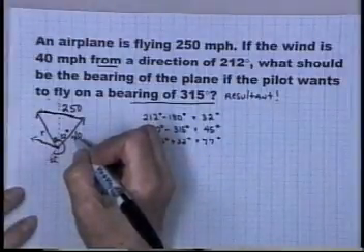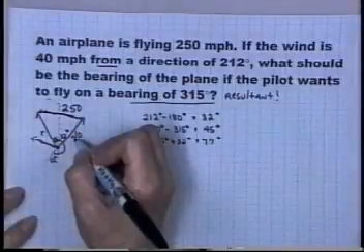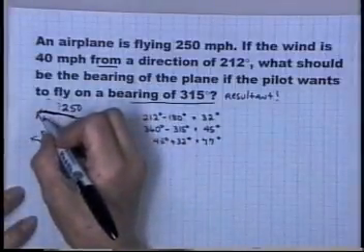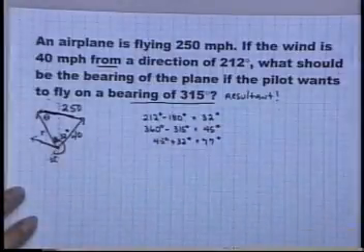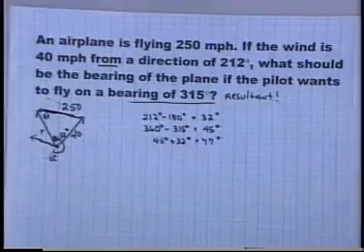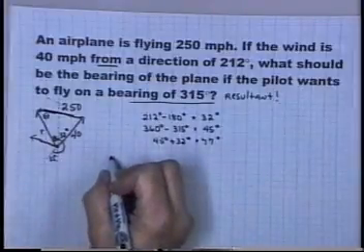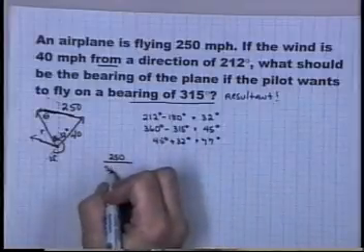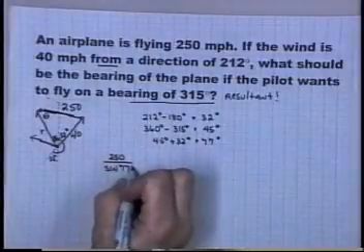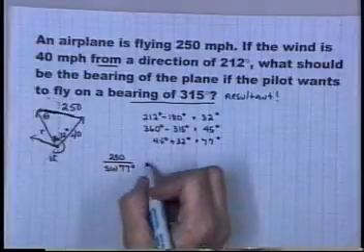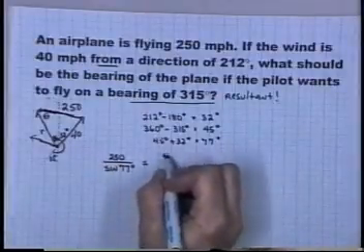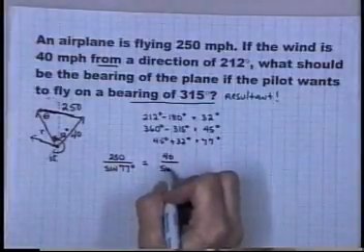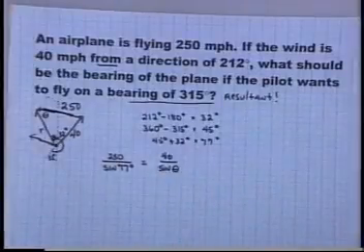So let's see if we can figure out some other angle, for instance this angle up here. I'm going to call it theta. If I take 250, that is across from this 77 degree angle, so 250 over the sine of 77 degrees will equal my 40 over the sine of theta. Let's find that angle theta, and then we're going to talk about how we can use that.